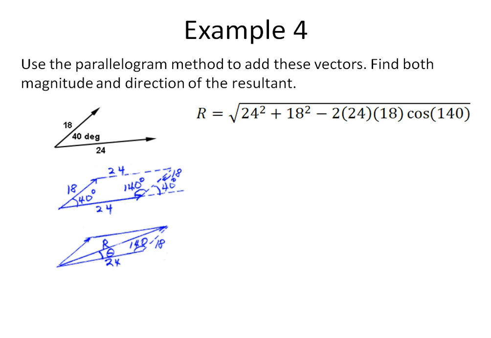Okay, so to use this, we use the cosine law, which tells us that r has to be equal to the square root of 24 squared plus 18 squared minus 2 times 24 times 18 times the cosine of 140. Okay, when we do that, this comes out the calculator and it's approximately 39.52.